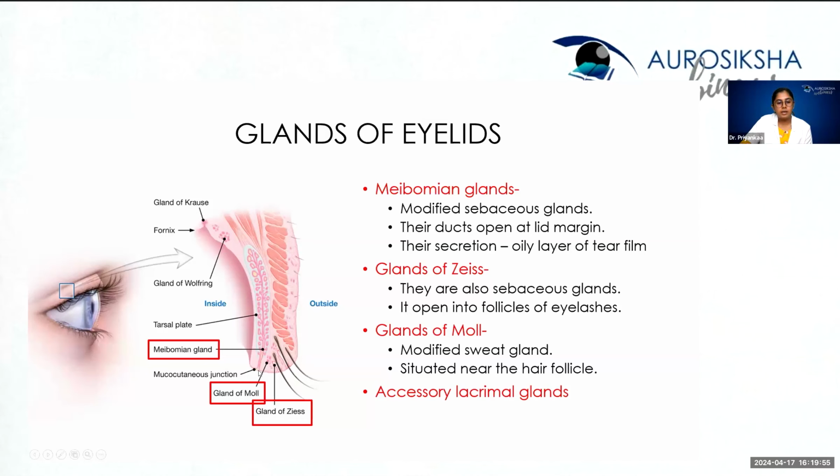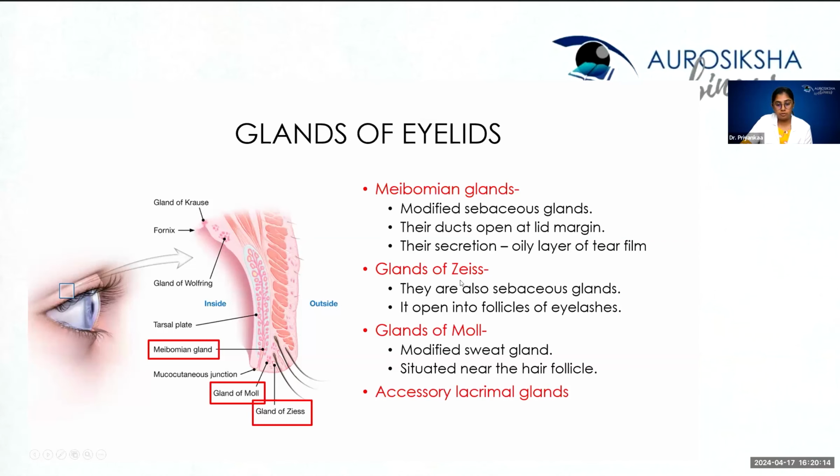It is a modified sebaceous gland which will secrete sebum, meaning an oily or lipid secretion. So the meibomian gland will secrete the lipid layer of the tear film. I'll talk about the layers of the tear film in a few slides.